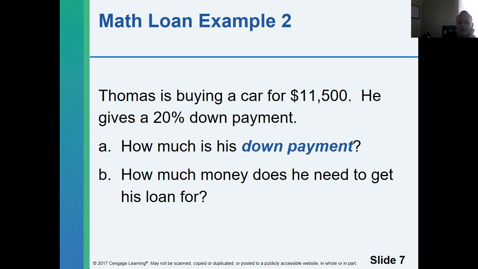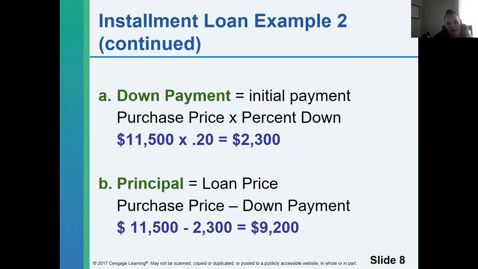So $11,500, he gives a 20% down payment. We want to know how much his down payment is in dollars. And then what does he need his loan for? So to get the down payment, we take the $11,500 and multiply it by 0.20. Remember, 20% is 0.20. So his down payment is $2,300.